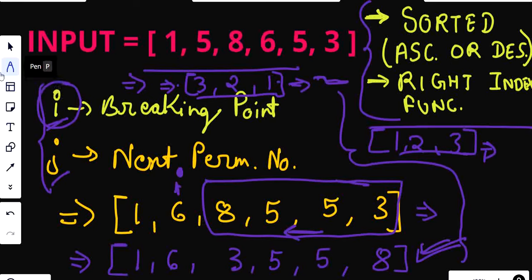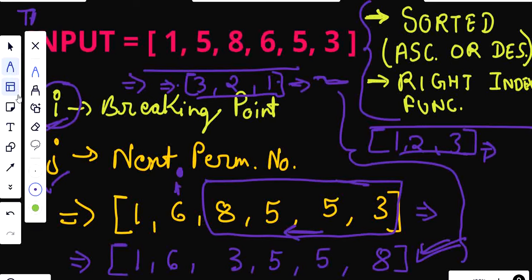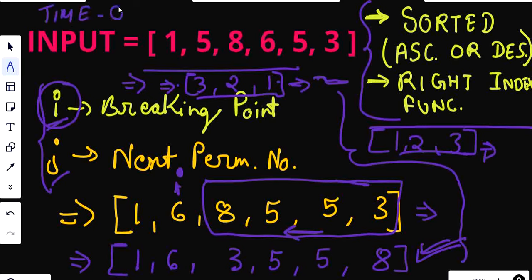Now if I have to talk about the time complexity of this whole approach, I'm writing it up here. Time complexity is around big O of n, because we'll be traversing this whole array.